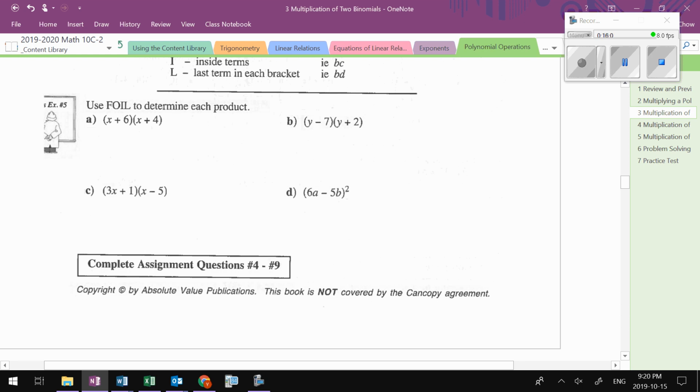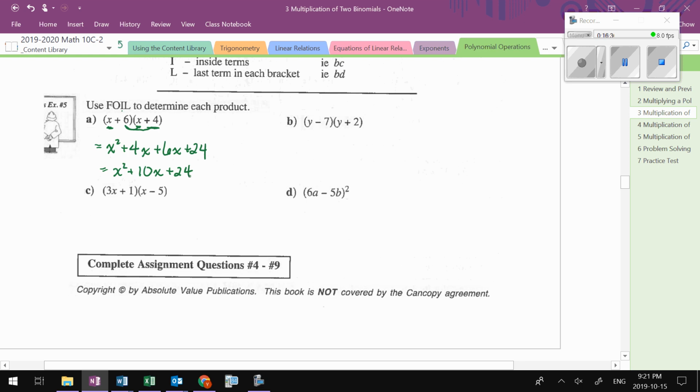I'm looking at FOIL to determine each product. FOIL first, so first is x times x, which is x squared. The outside two, x times positive 4, so plus 4x. I inside is positive 6 times x, or plus 6x, and L for last, positive 6 times positive 4 is positive 24. So combining like terms, x squared plus 10x plus 24.